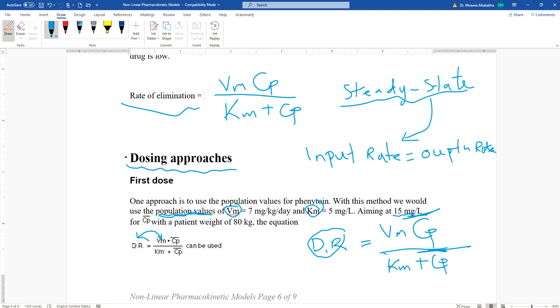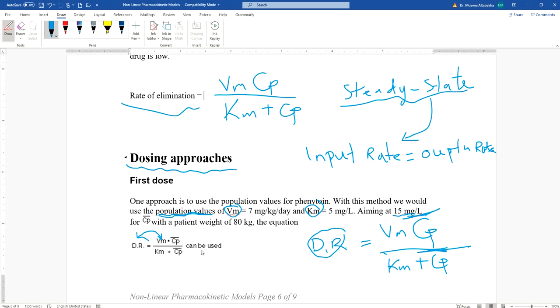Okay, the dosing rate, what are its units? It's amount per time. For example, I give a certain dose every certain interval, so it's an amount per time. And Cp average is a concentration, which will be, for example, microgram per ml or milligram per liter. And Km will have the same units as the concentration.